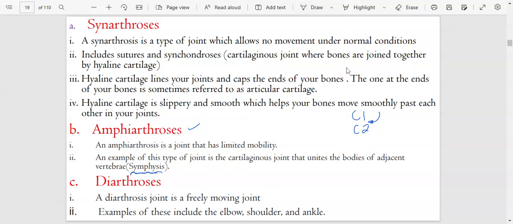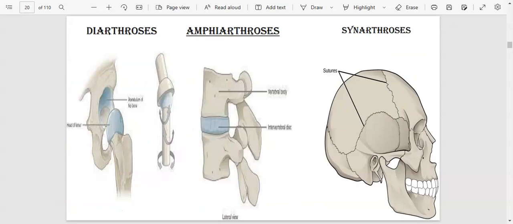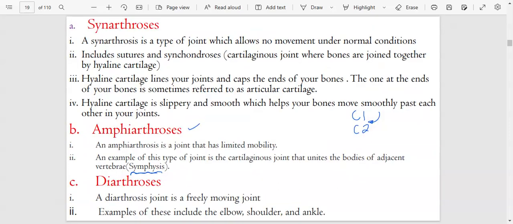So you need to remember that, as we said, mostly synarthrosis joints are fibrous, whereas amphiarthrosis joints are mostly cartilaginous, right? You can see that they are agreeing here as we discuss this, right? So the type of joint found in the vertebrae is called symphysis. We also have diarthrosis.